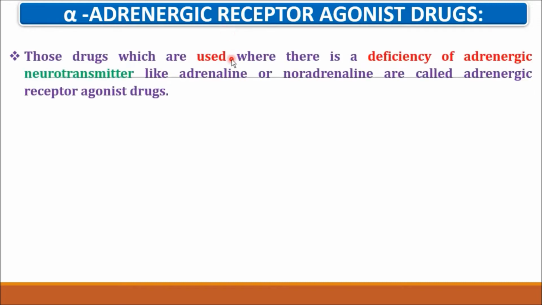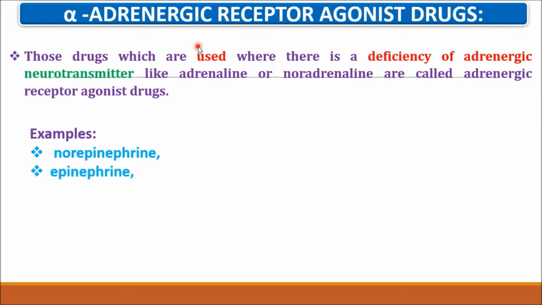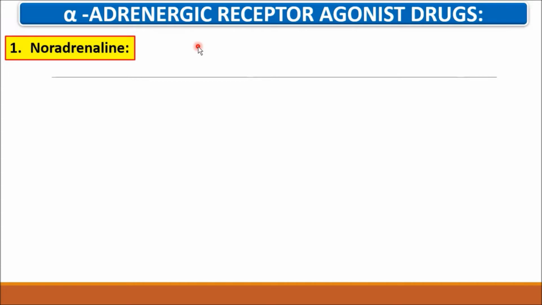These drugs are used when deficiency of adrenergic neurotransmitters takes place. The adrenergic neurotransmitters are adrenaline and noradrenaline. When these two are not released in required quantity, then we use adrenergic receptor agonist drugs. So examples are norepinephrine, epinephrine, methyl dopa. The first compound is norepinephrine.